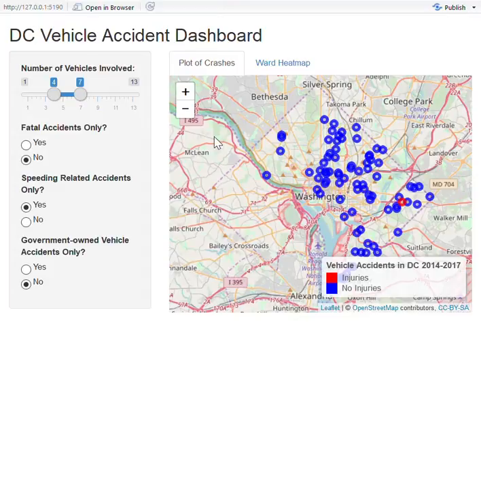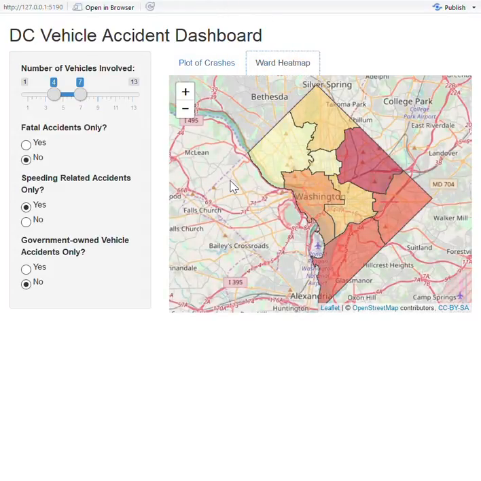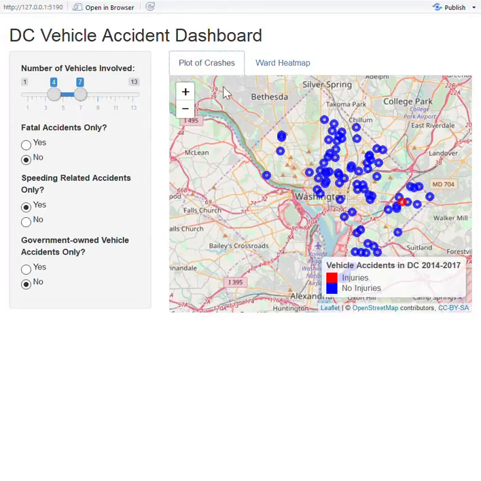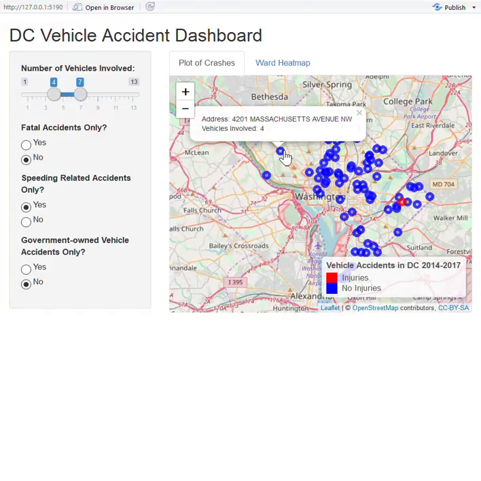So looking onto the right, there's two different tabs. I use the tab layout. The first is this ward heat map, and so this is something that might be useful if you're interested in comparing how one ward compares to another with the number of accidents occurring at an aggregate level. The plot of crashes shows each accident as a different point on the map. The blue indicate vehicle accidents that had no injuries, while red indicates those with injuries. And each of these points is clickable, so when you click on a point, it shows up with the address of the accident as well as the number of vehicles involved.